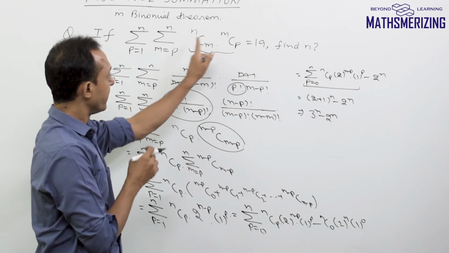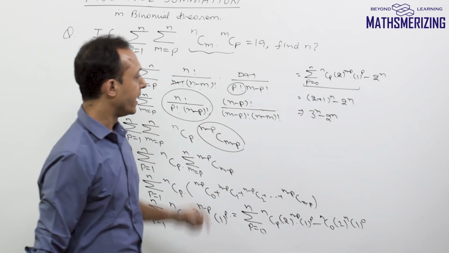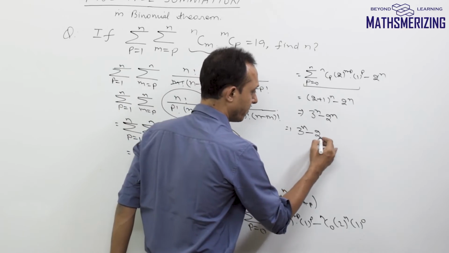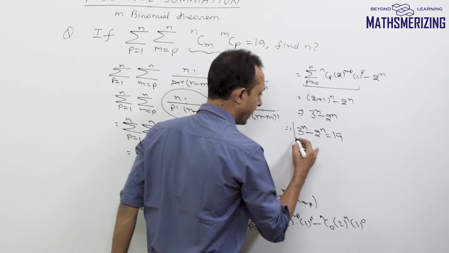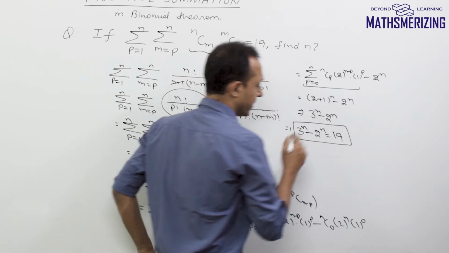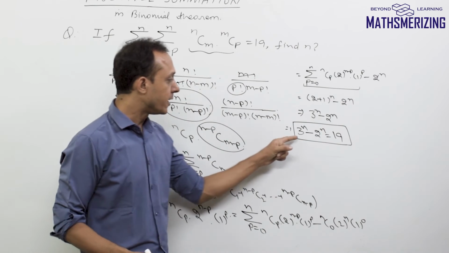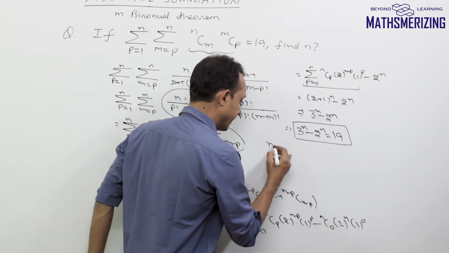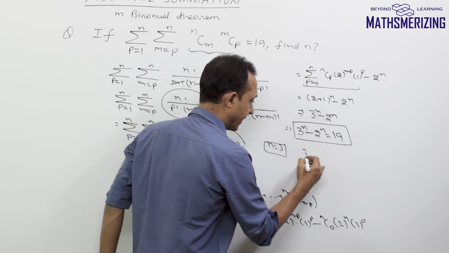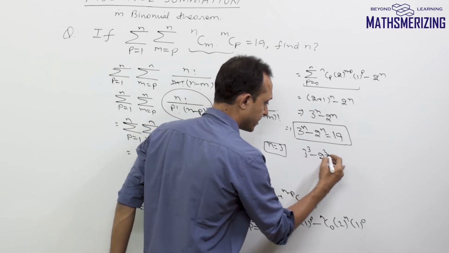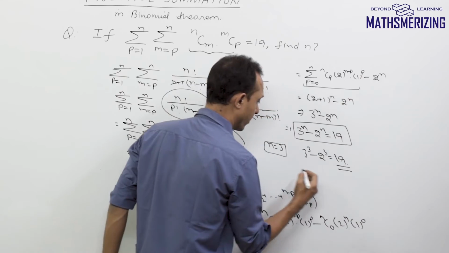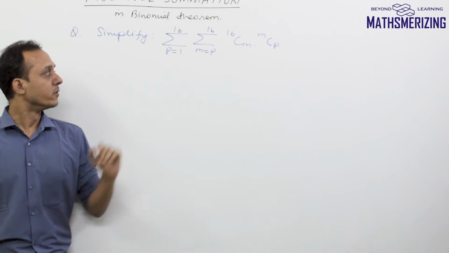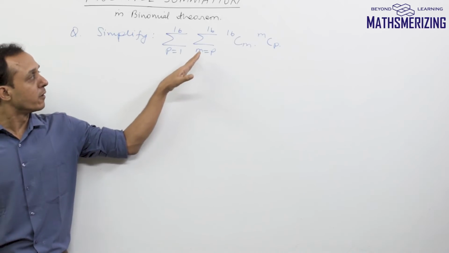Now in this question it is given that the value of this series is equal to 19. So I can write 3 to the power n minus 2 to the power n equals 19, and I need to find the value of n. Now I know that 3 cube is 27 and 2 cube is 8. So if I take n as 3, then I'll get 3 cube minus 2 cube, and this value will be equal to 19. So in this case the value of n should be 3. Now this question is similar to the one which we have solved in the previous video.